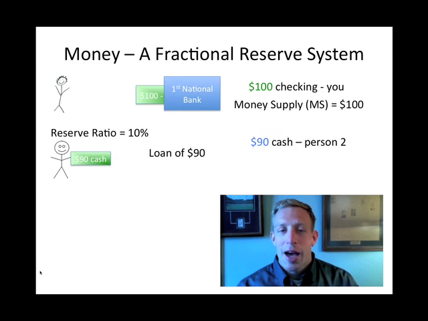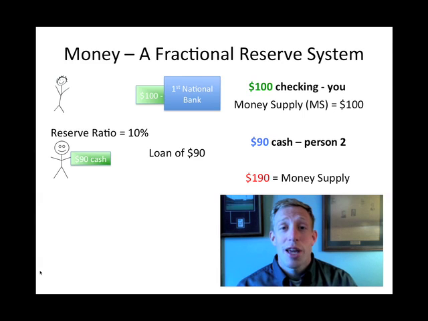It's in your checking account, so now we have an increase in the supply of money. We have $100 in checking, plus $90 in cash for person number two, which gives us a money supply of $190. Now, there hasn't been any new money printed, but the money supply has increased nonetheless.